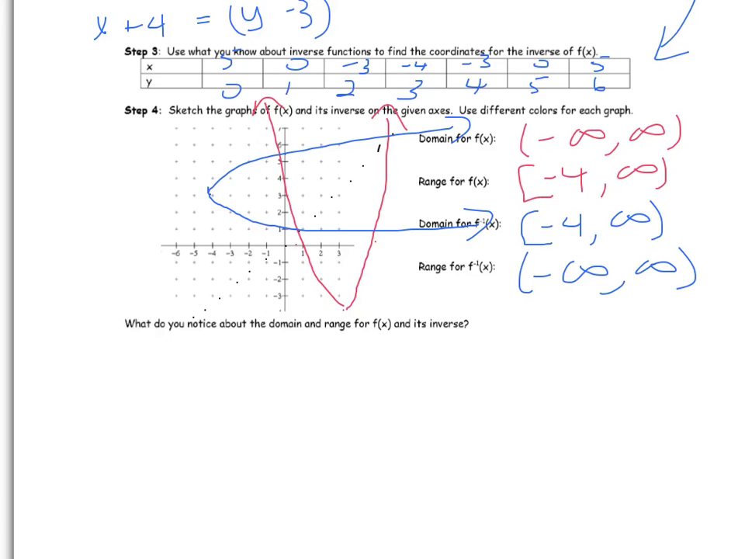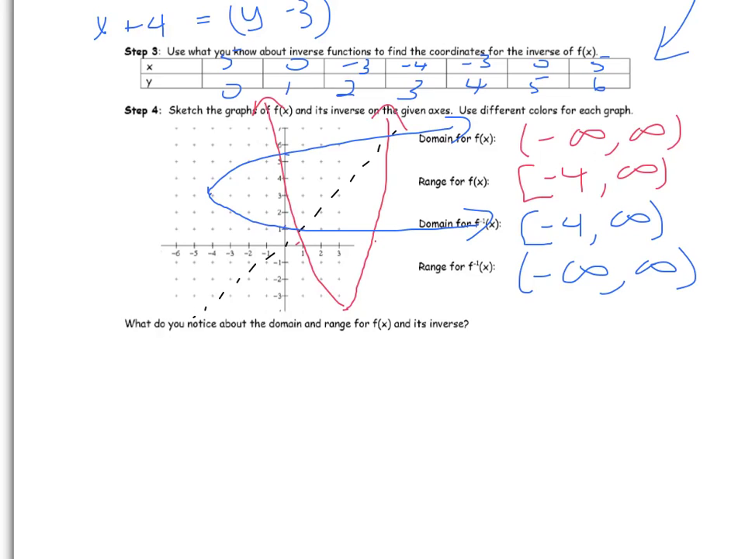So what happened to the domain and the range for the original function compared to the domain and the range for the inverse function? You should notice that they flipped. The domain of one is the range of the other one. But that's because, again, we're interchanging x's and y's. Domain is all the x's, they become all the y's. Range is all the y's, they become all the x's. All right, so write a sentence down here that makes you remember that, and then let's move on to the next page.